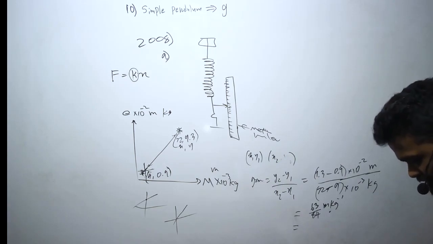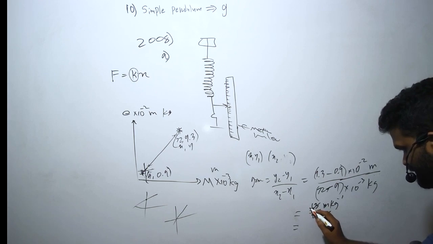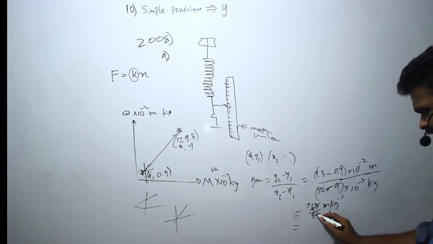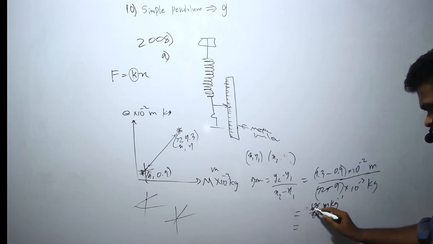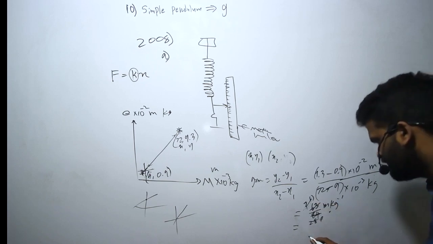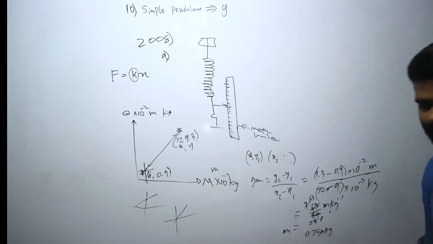So when you divide this, 63 means 63 has 7 nines. So it is 3 divided by 4, 0.75 meters per kilogram. So this is the gradient.